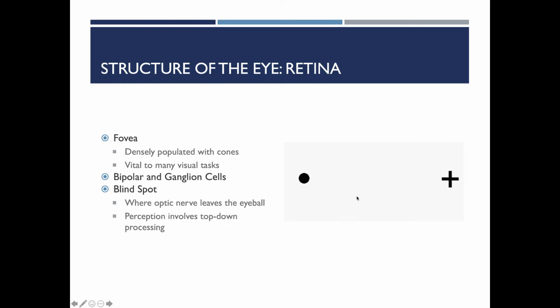And you can find your own blind spot using something like this diagram. You can draw it on a piece of paper, or you could try it with the screen. If you look at the dot with one eye, so open one eye, close one eye, look at the dot and move your head forward and backward. And there's a point at which the plus sign will disappear from view. And that is where your blind spot is.